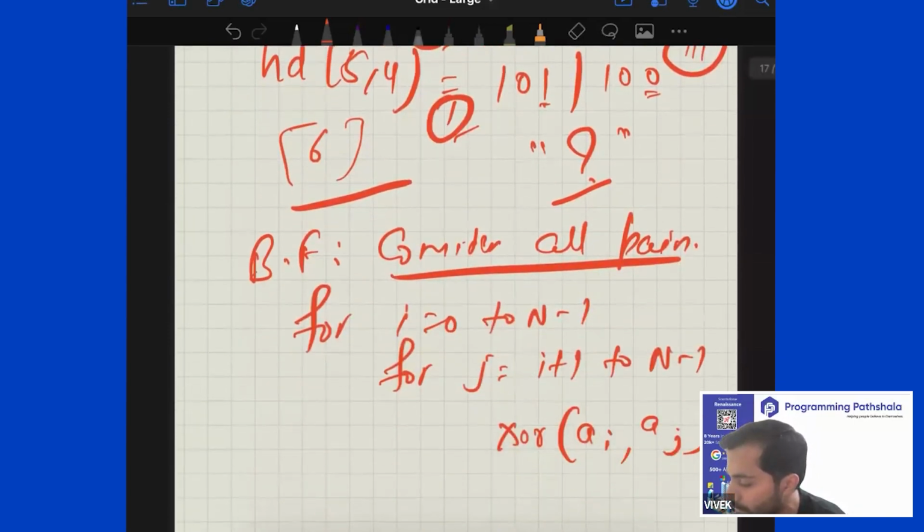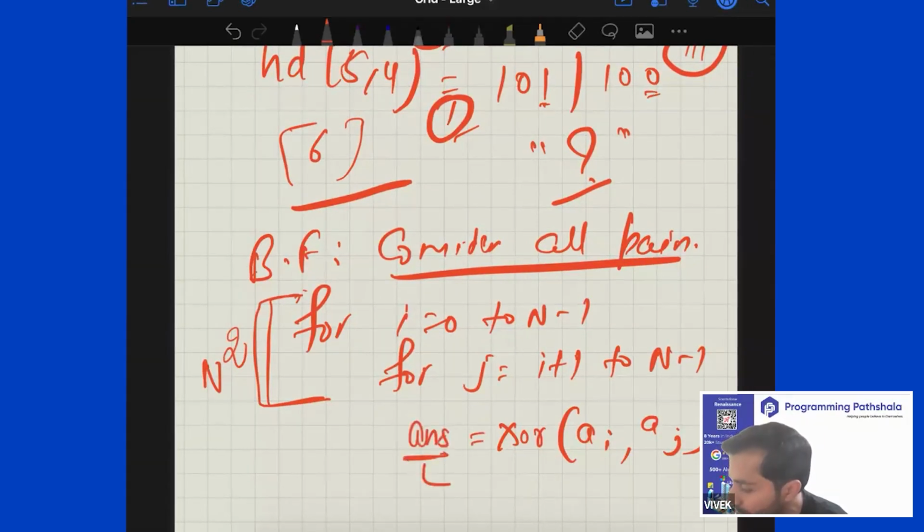What will be the time complexity of this approach? This part will consume n square time. This part will consume n square time. This part, where you are taking the XOR, getting an answer, and then further checking the count of set bits.